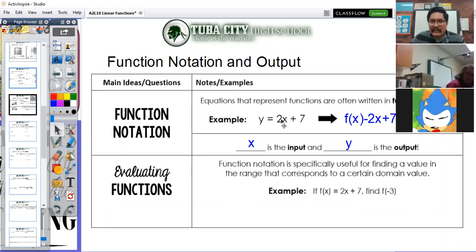But anyway, y equals 2x plus 7, and you would just replace that with f of x equals 2x plus 7. So everything just stays the same. You just take out y and replace it with f of x. And again, x is the input and y is the output. That's the result.